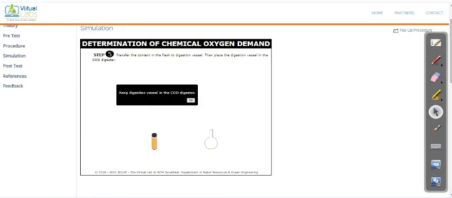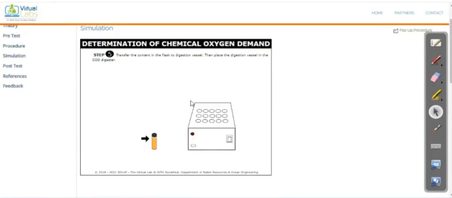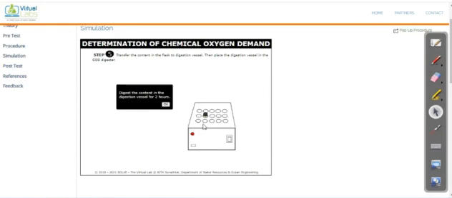Now this one we need to place into the COD digester. So we say okay. Once you say okay, then the next comes. So this digester vessel is to be kept into the digester. Okay, and then switch on the digester with the content in the digestion vessel for 2 hours. So we have to keep this one for 2 hours in the digester.